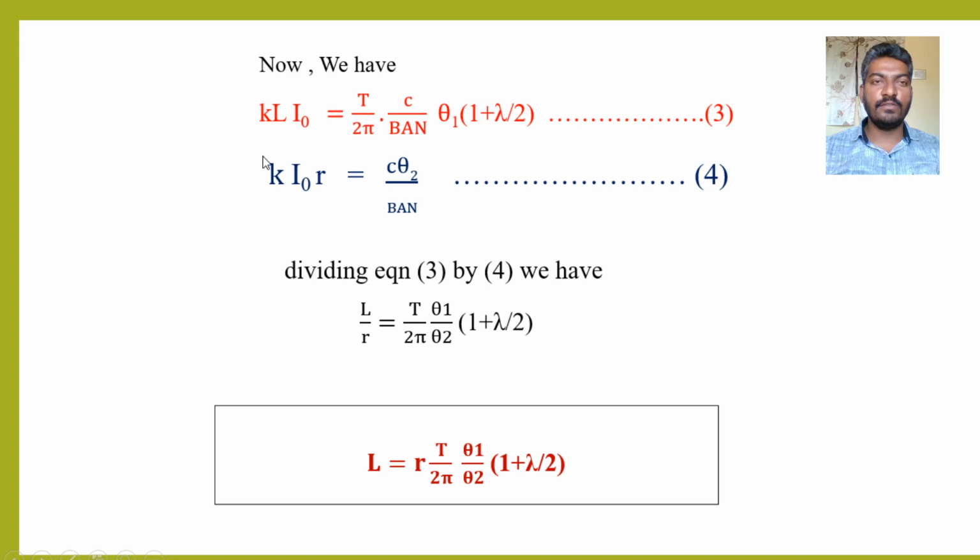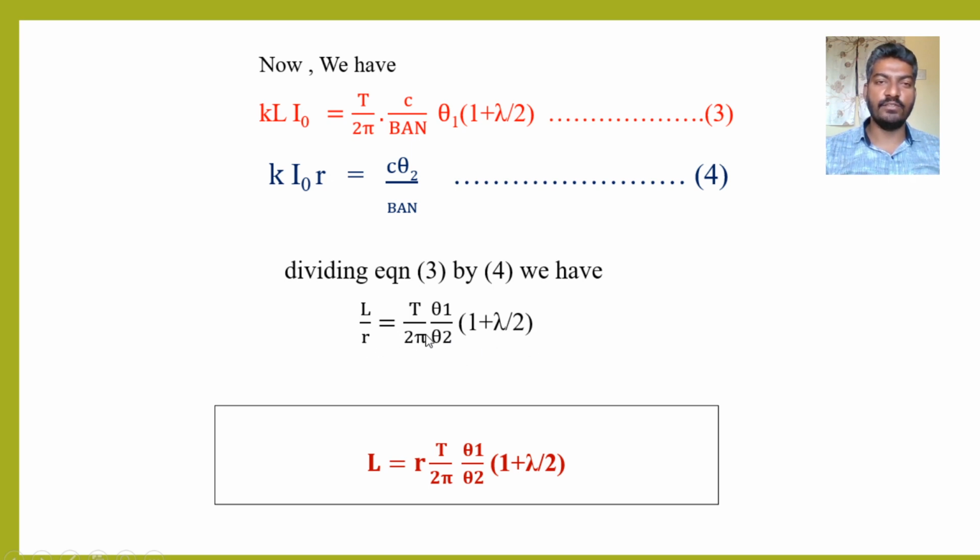Now we have two equations. KL I0 is equal to T by 2π C by BAN θ1 into 1 plus λ by 2. That is equation 3. K I0 r is equal to Cθ2 divided by BAN. That is equation 4. From these two expressions, dividing equation 3 by equation 4, we'll get L by r is equal to T by 2π θ1 by θ2 into 1 plus λ by 2.